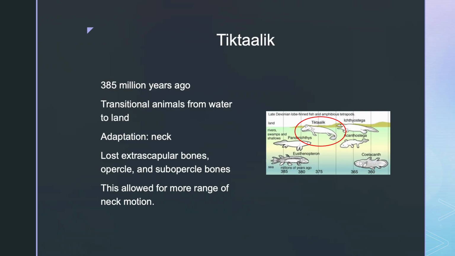Tiktaalik are about 385 million years old. Just like the Elpistostegids, they are transitional animals that came from the water and moved to land. Their adaptation is their neck. They lost extrascapular bones, opercular and subopercular bones, which allowed them to have more range of motion in their neck.